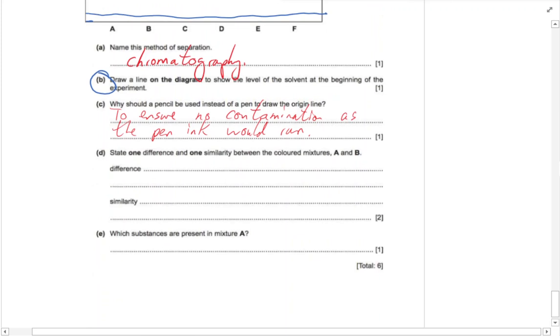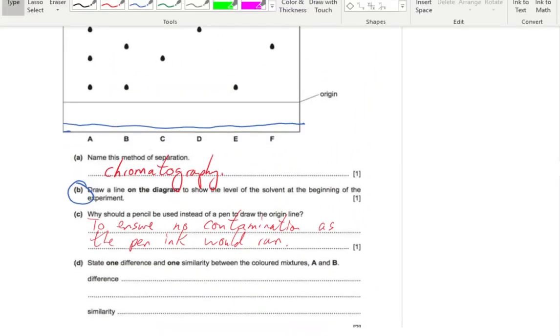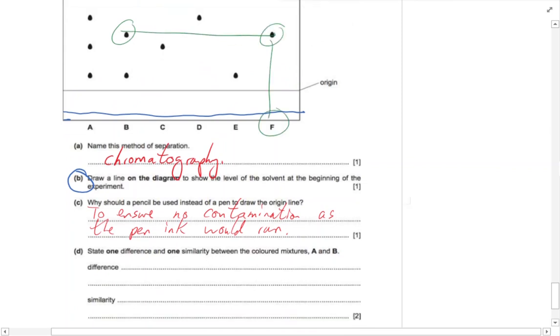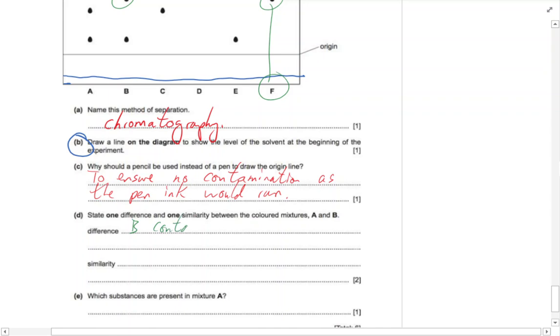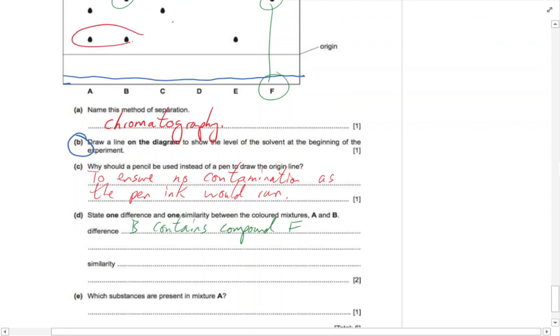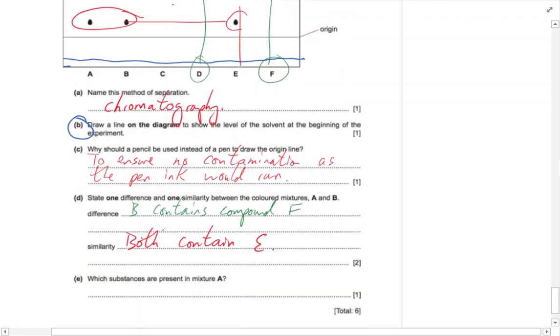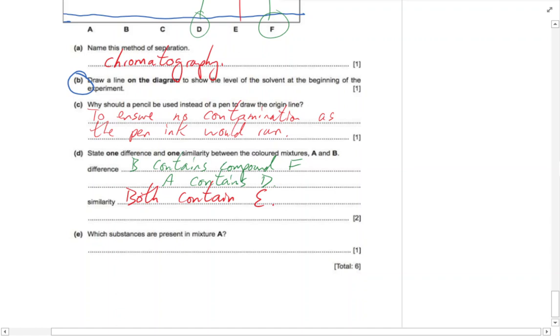State one difference and one similarity between the coloured mixtures A and B. One difference would be that B has this one, which is F. So B contains compound F, and a similarity would be they both contain E. You could have also said a difference being that A contains D, but B doesn't.